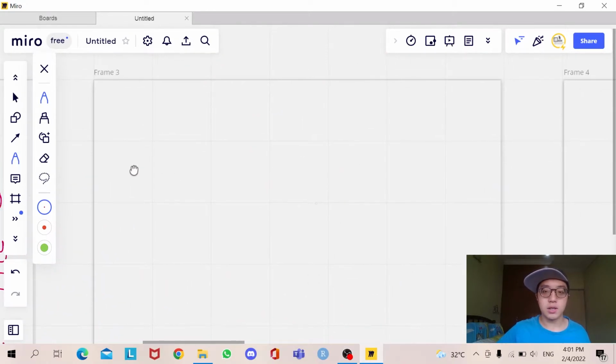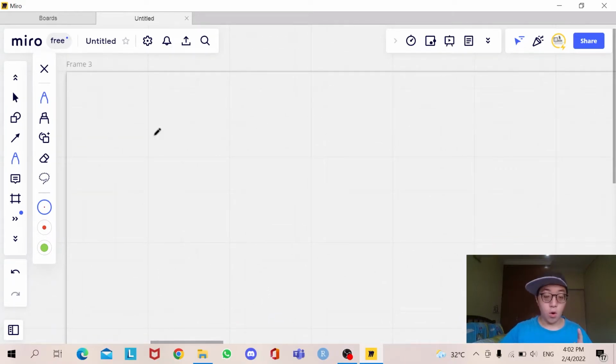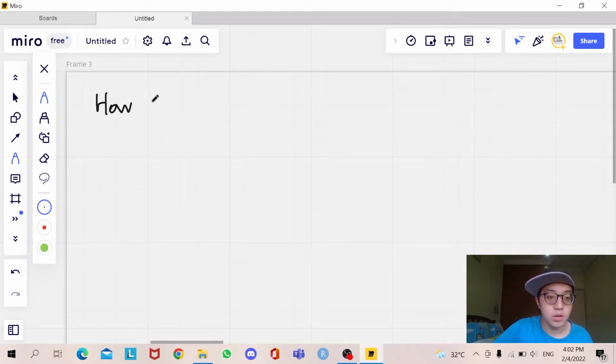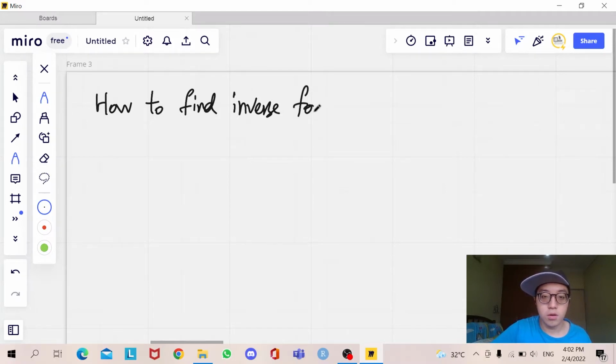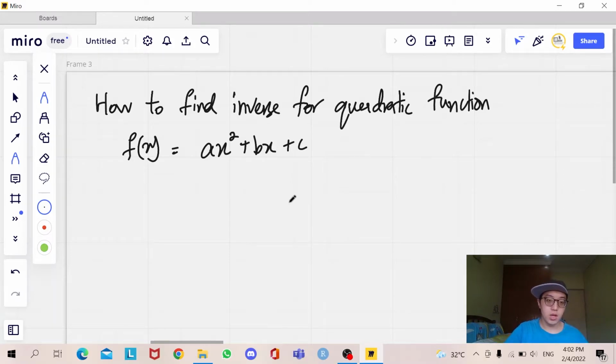The next thing I'm going to talk about is how to find an inverse for a quadratic function. We know that a quadratic function is given by f(x) is equal to ax squared plus bx plus c. So this is the general form.